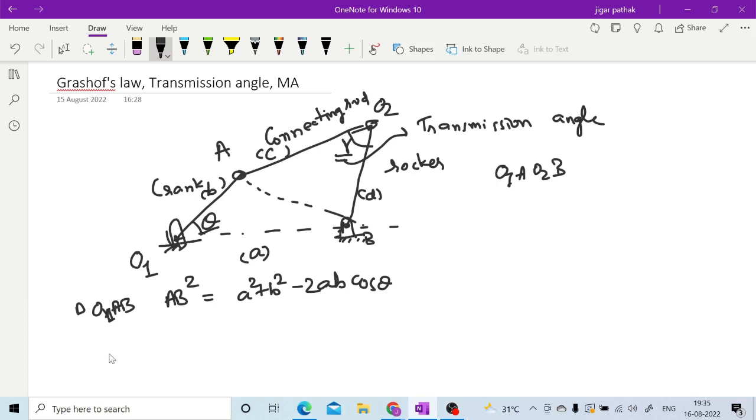Similarly, if you apply this in triangle O2AB, then you will get AB square is equal to C square plus D square minus 2CD cos theta. Now in order to get the optimum value of the transmission angle gamma, you can differentiate both of these with respect to theta.